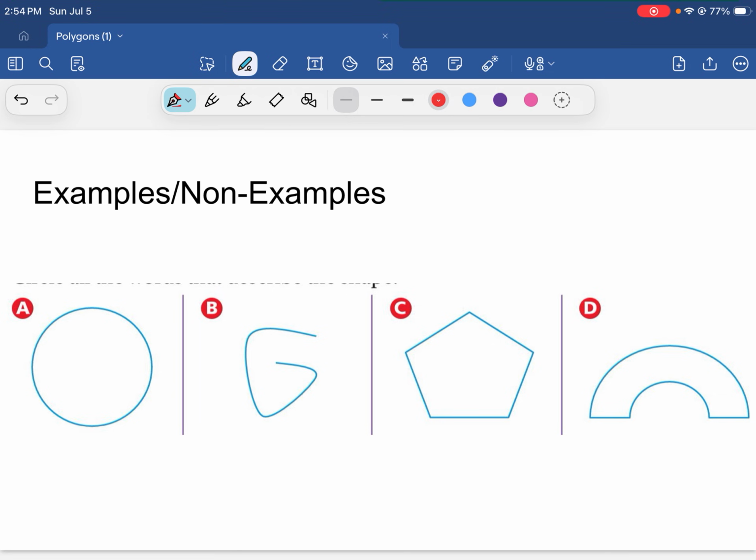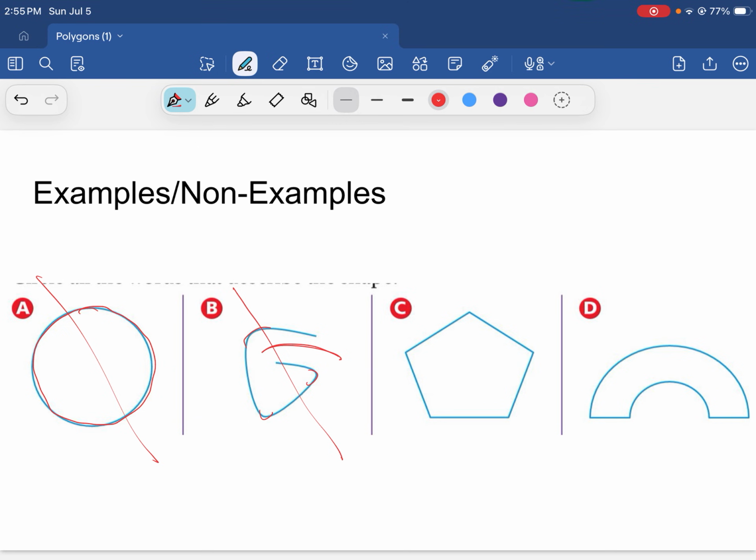If you look at example A, you can see that it has curved edges, so it would not be a polygon. If you look at example B, you can see that it's an open shape, so it is not a polygon. It also has curved edges.